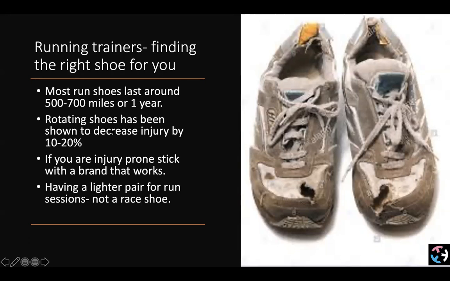Rotating shoes has been shown to decrease injury by 10 to 20%. So having a pair maybe for flat running, a pair for hilly running, even a pair for fast running. A lot of elite athletes will do that. They'll rotate their shoes, so they have a mix of pairs, and that's been shown to decrease injury. If you are injury prone, then maybe stick with a brand that works. If you know a brand that works for you, I'd probably try and stick with that particular brand, unless you know that their shoes are massively different between pairs, but generally they're usually quite similar. So yeah, stick with a brand that suits you.